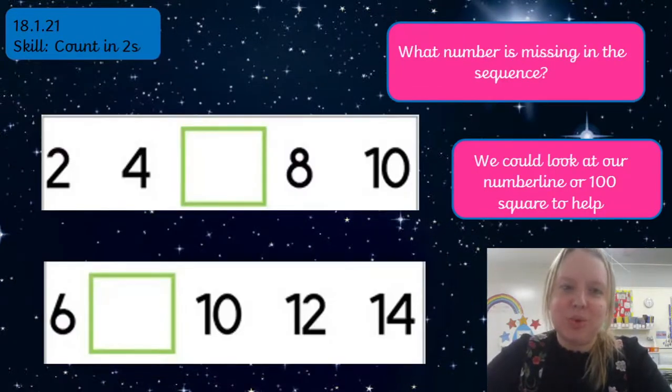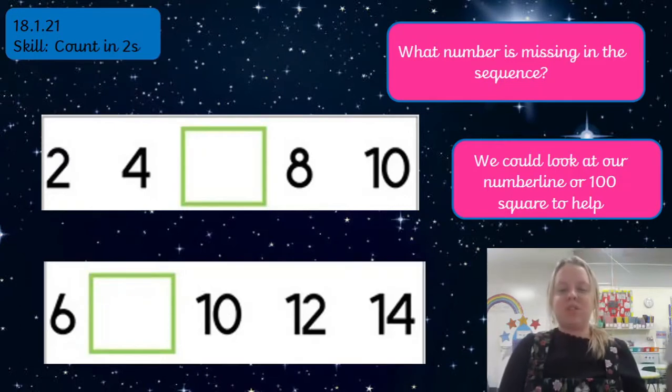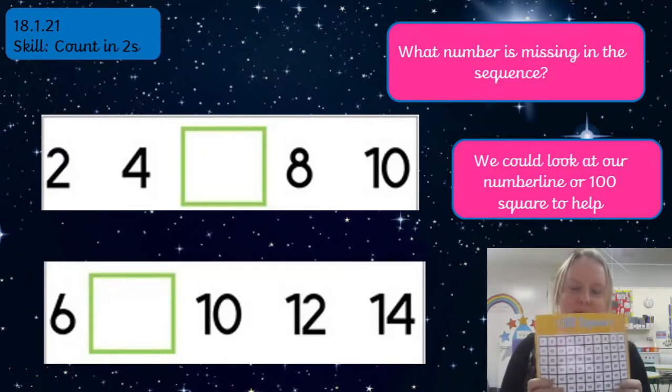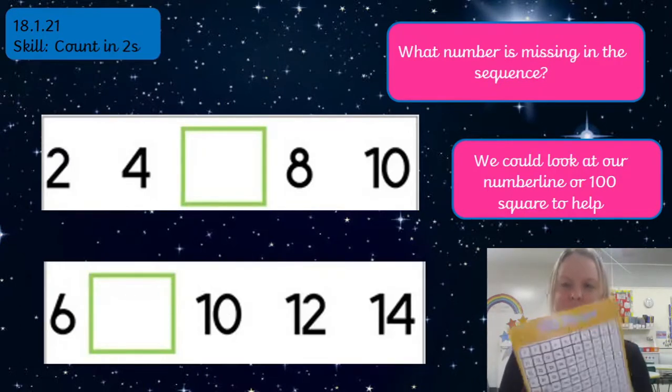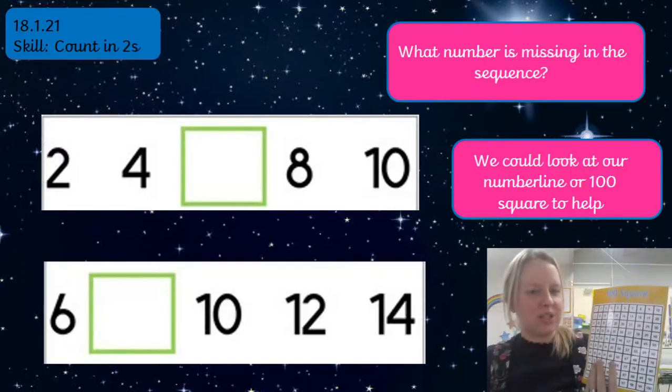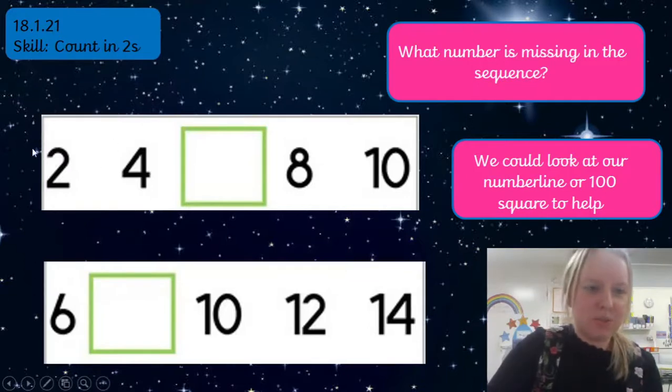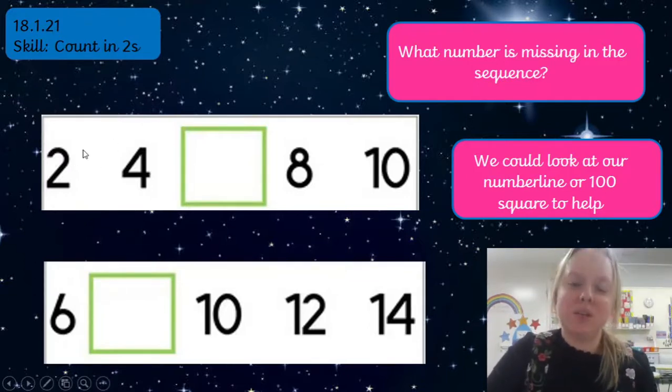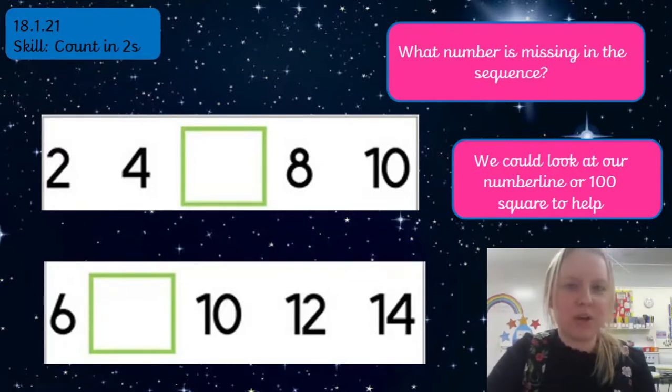So we're going to do some problem solving now. So you're going to use your 100 squares to figure out the missing numbers. Okay, so it says what number is missing in the sequence. We can look at our 100 square to help. So we're going to start on the number 2 here. We're going to skip count together and try to figure out using our 100 square what the missing number is. 2, 4, something, 8, 10. See if you can figure that one out now for me.